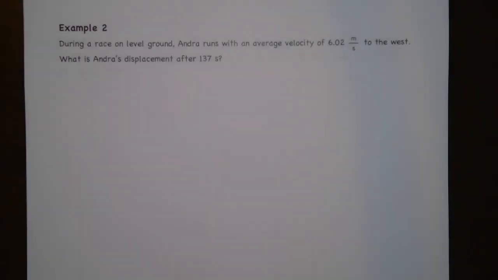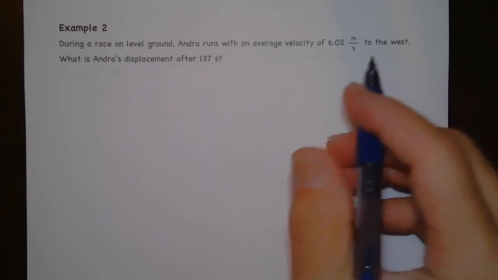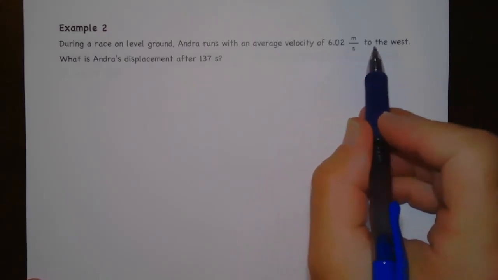So for this next example, during a race on level ground, Andra runs with an average velocity of 6.02 meters per second to the west. What is Andra's displacement after 137 seconds? Okay, so this is a velocity, and we're going to the west.